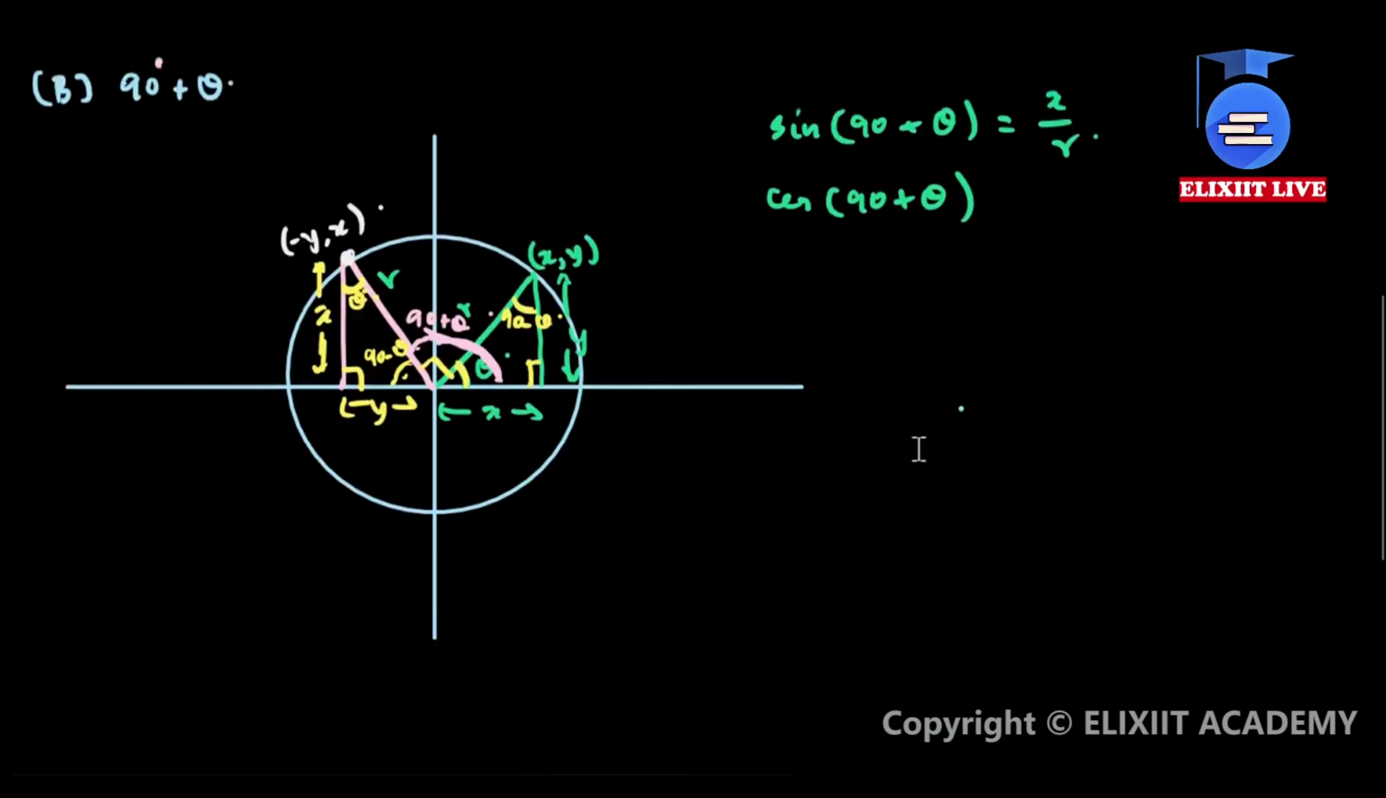So originally x by r was cos theta. So sin of 90 plus theta is cos theta. Sin 90 plus theta is cos theta.